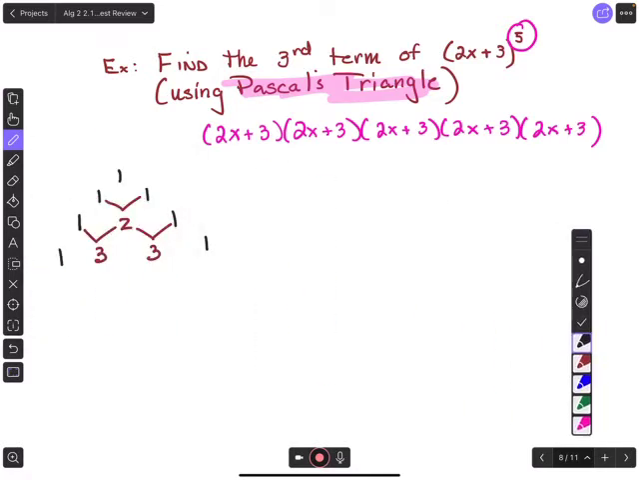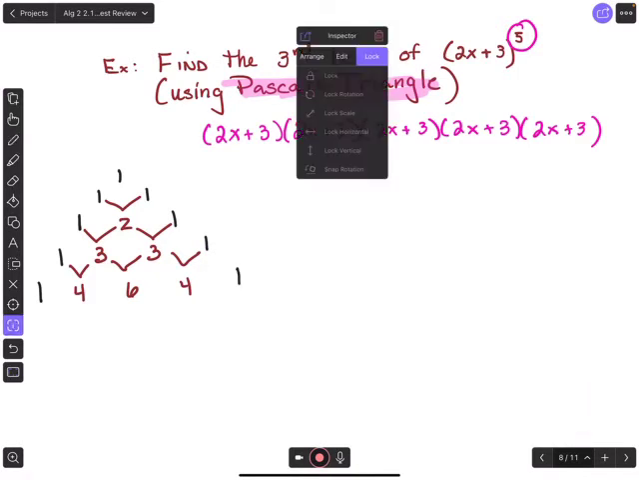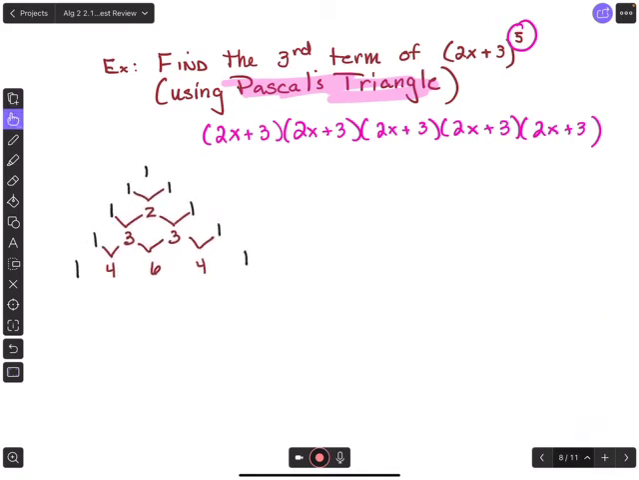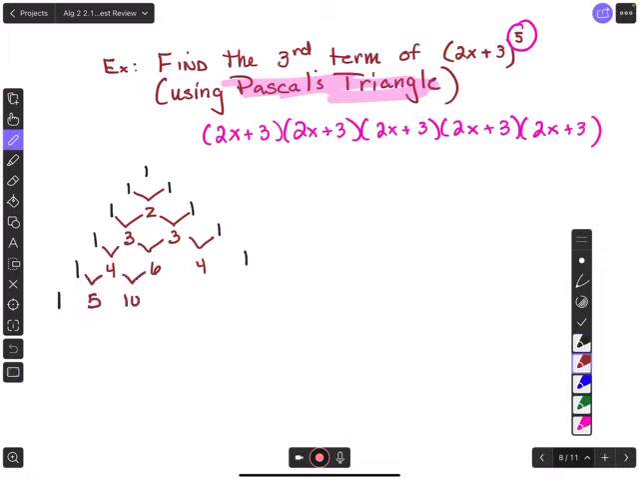So we got a 1, and we add right there, so that's 4, 6, 4, 1, and 1. I've got enough room here. 1, then we get a gap. 5, 10, 10, 5, and then our 1 on the outside. And I'm going to stop there because this is a fifth degree polynomial, and I just got to the line that has a 5 in it. That's the one I want to use.